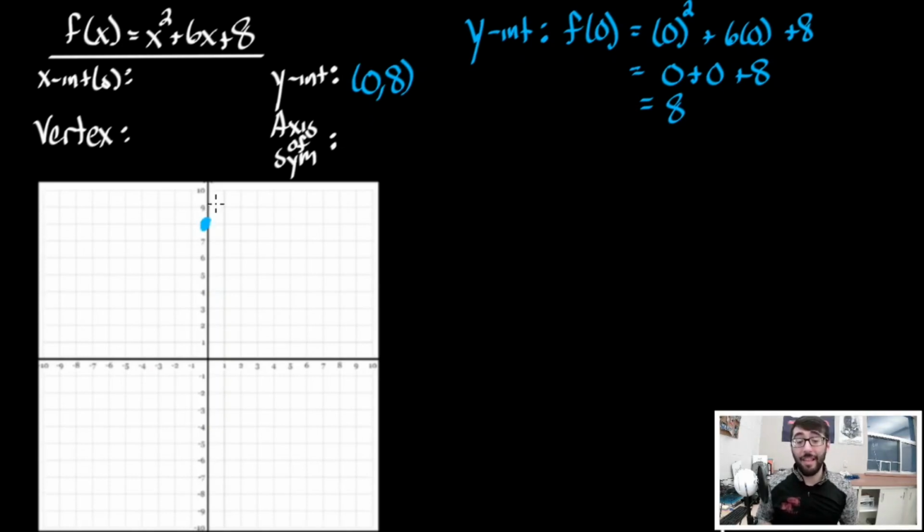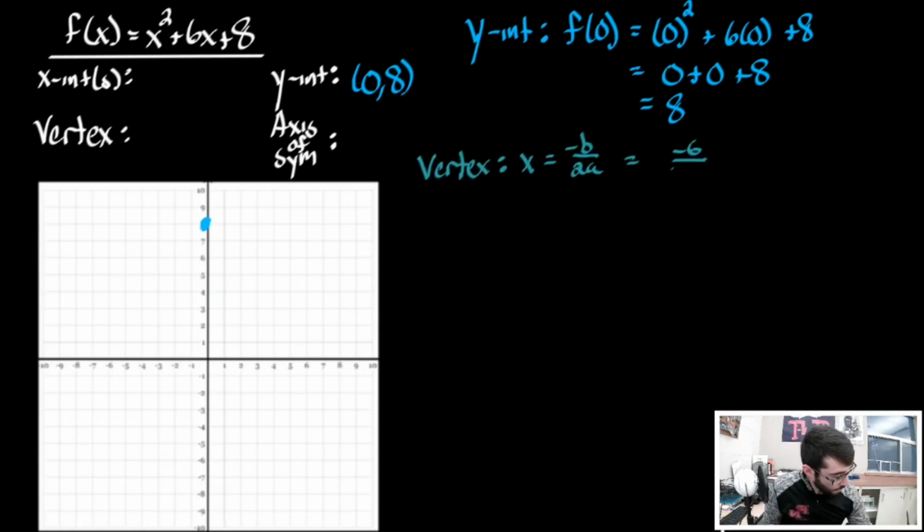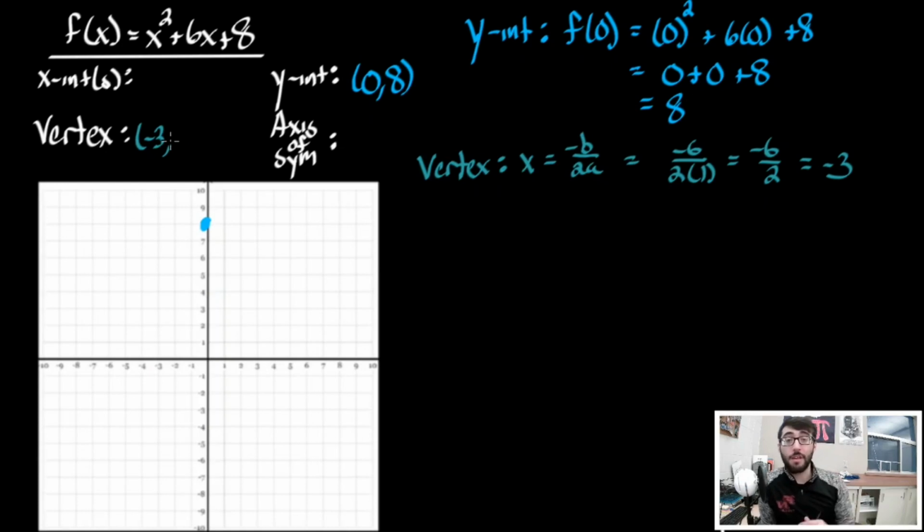Now the next thing I like to find is the vertex. To find the x-coordinate of the vertex, what we do is opposite b over 2a. So for this particular equation, it would be the opposite of 6, so negative 6 over 2 times a, and a is 1. So there is the x-coordinate, negative 3. We know that the x-coordinate of the vertex is negative 3.